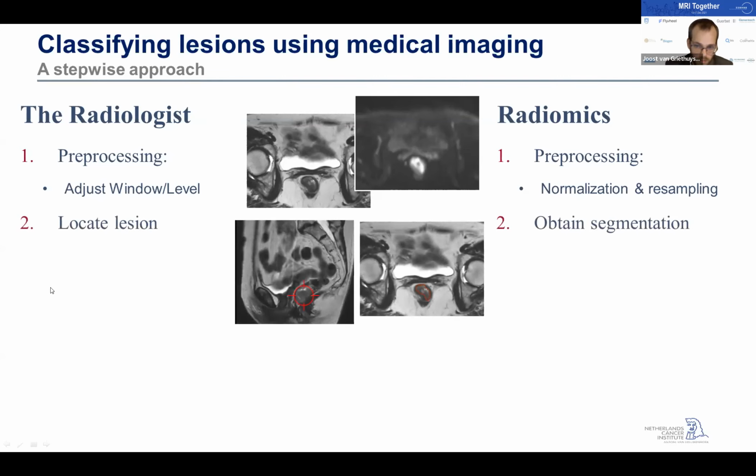The next part is that the lesion, of course, needs to be located. So for the radiologist, he will go looking and scrolling through the images until he finds this lesion. And for radiomics, we have to help the computer a bit by providing it with a segmentation, which specifically signifies the area of interest, which will generally be a tumor or a metastasis or something like that.